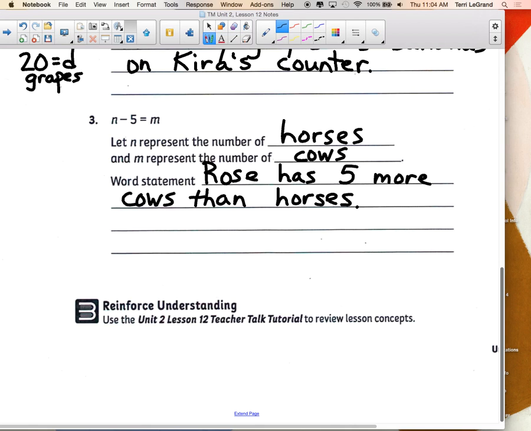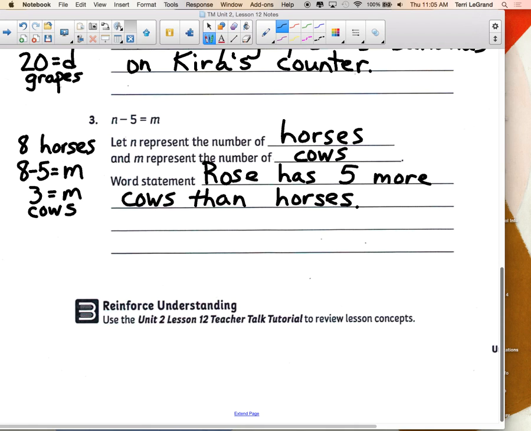So, give me a number of cows or a number of horses, one or the other. 8 horses? Okay, so there are going to be 8 horses, and horses are our N value, so that would mean N take away 5 tells us how many M's there are, which are cows. What's 8 take away 5? 3. These are cows.